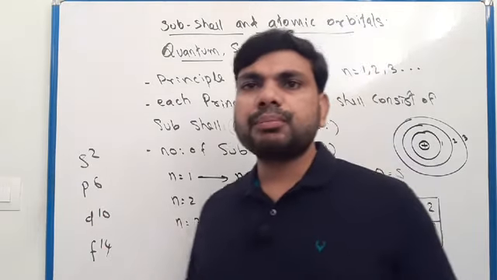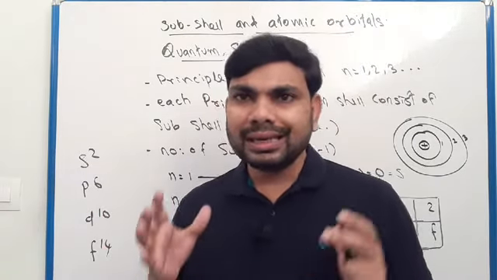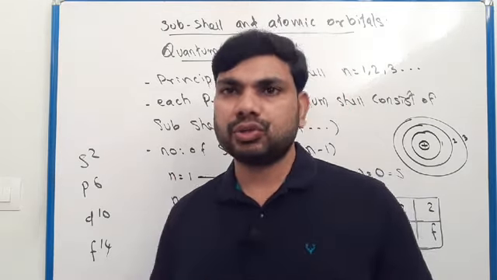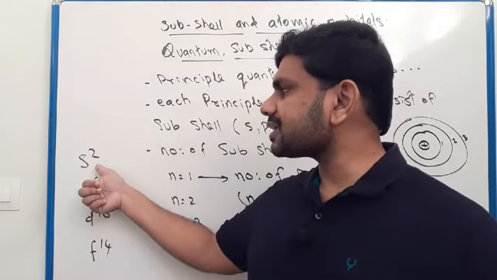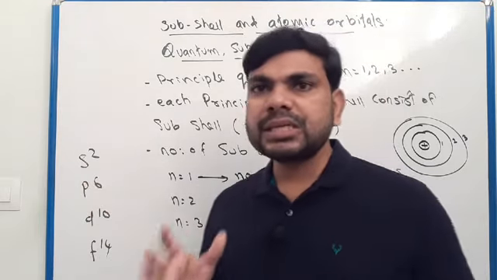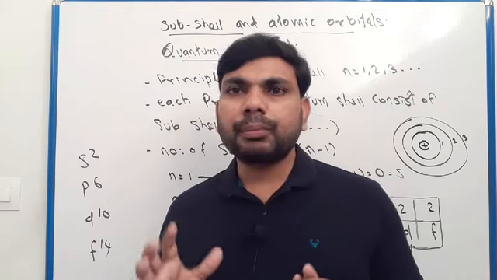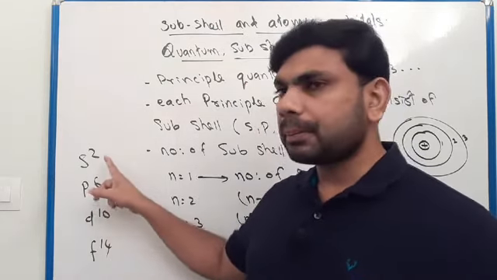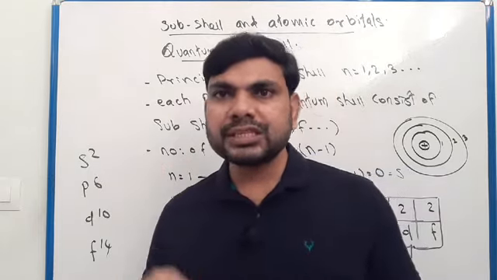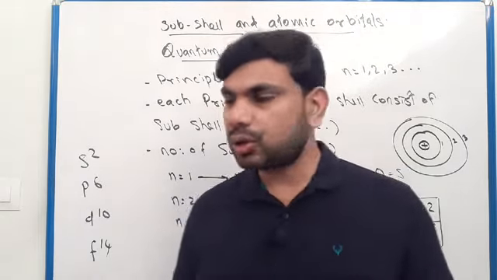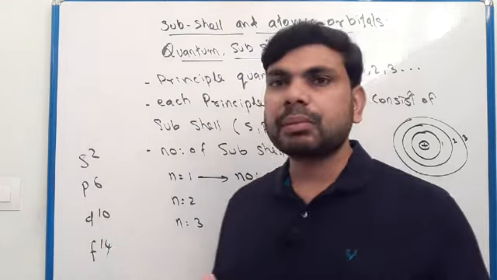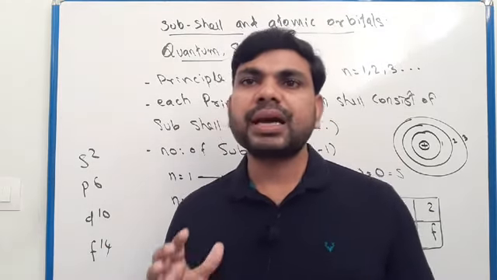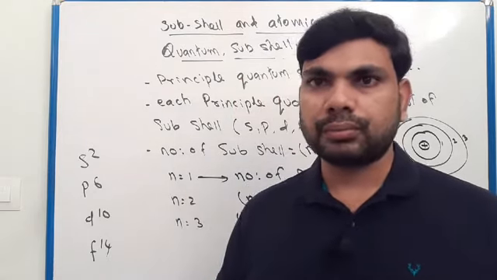These are different types of subshells. In the s subshell we can accommodate a maximum of 2 electrons. The p subshell can accommodate a maximum of 6 electrons. Remember this: s subshell maximum 2 electrons, p subshell maximum 6 electrons, d subshell maximum 10 electrons, f subshell maximum 14 electrons.